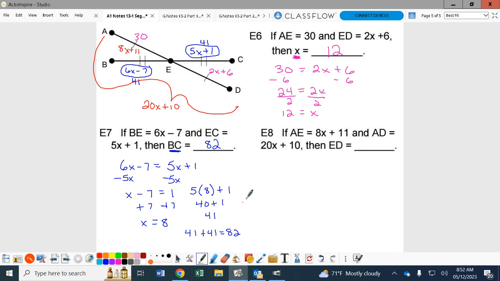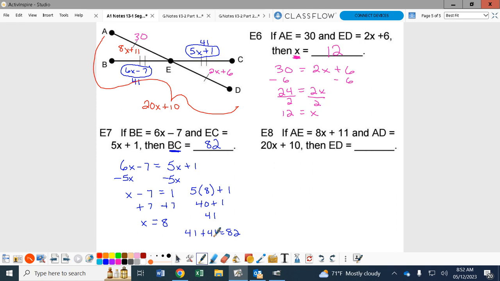Yes, sir. Equals what? Got a good idea, but it doesn't work because we don't have it equal to anything. Good idea, but we're not quite there. Anybody else? Guys, we're trying this. This is new. This is different. Will 20x plus 10 be the equal? It would be the equal, but what would it be equal to? Anybody got a guess on that? 8x plus 11.